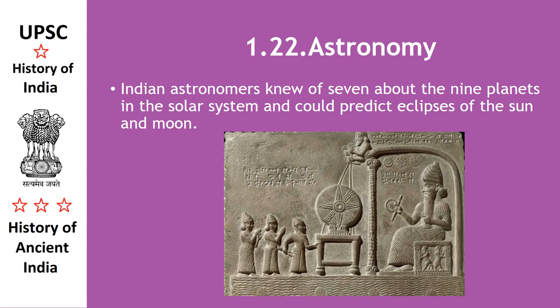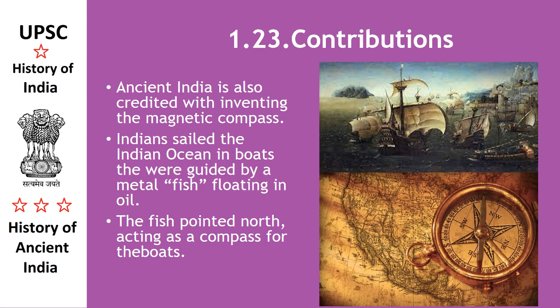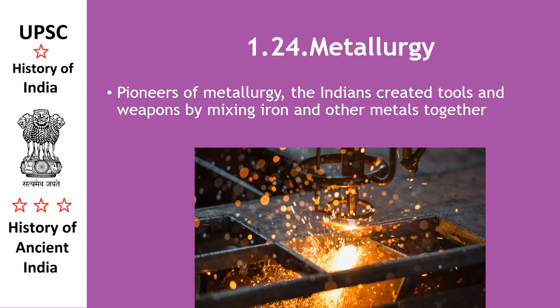Astronomy. Indian astronomers knew of 7 of the 9 planets in the solar system and could predict eclipses of the sun and moon. Contributions. Ancient India is also credited with inventing the magnetic compass. Indians sailed the Indian Ocean in boats that were guided by a metal fish floating in oil. The fish pointed north, acting as a compass for boats.